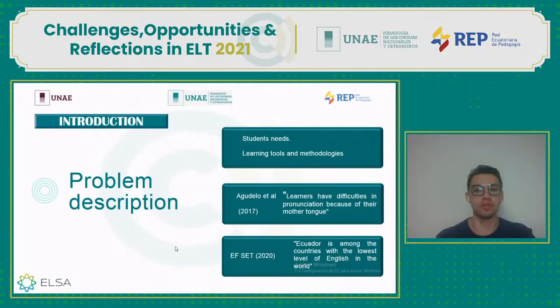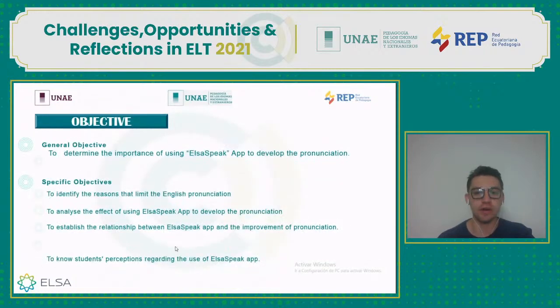According to the results obtained by the Education First Standard English Test, the EF SET, where 100 countries where English is not the mother tongue were evaluated, Ecuador is among the countries with the lowest level of English in the world. In a ranking of 100 countries, Ecuador was ranked in the 93rd position, and in Latin America, it is in the last place in the ranking. This is because there is no motivation in students to learn a foreign language, and the teaching methodology used is traditional and boring, causing disinterest and low grades in the subject.